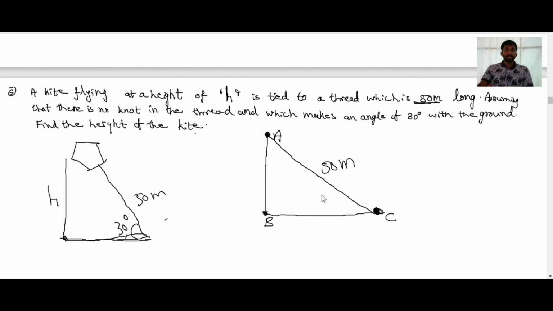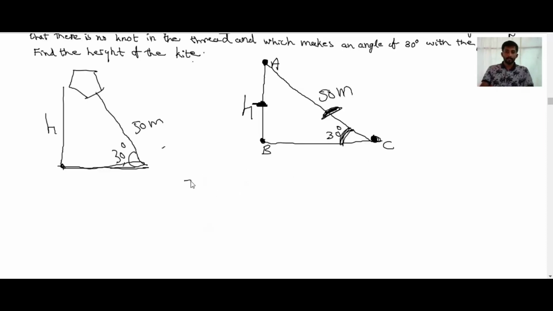Okay, and one more data is given: the thread makes how much angle? Angle of elevation equal to 30 degree. Assume that the height of the kite is equal to h meter. In the question it is mentioned, right? Here you can see the relation between the opposite side and the hypotenuse. Here the adjacent side is not used, right? Only the opposite side and the hypotenuse are used. Take the trigonometric function which contains hypotenuse and the opposite length. Here we need to use sine theta, right? So write the formula: sine theta is equal to opposite side divided by the hypotenuse.